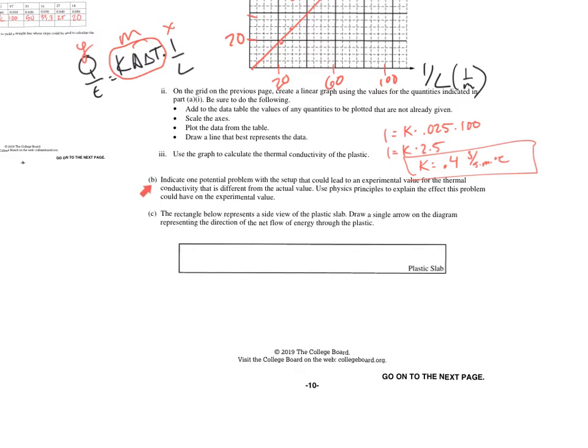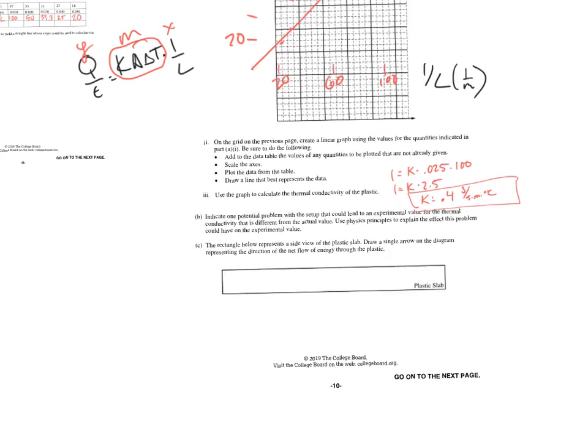All right, in part B, they want you to start going through experimental errors that might change the thermal conductivity value from what the ideal scenario would be, and you have to be specific. You can't just say human error is going to cause it. You have to say what it would actually do.